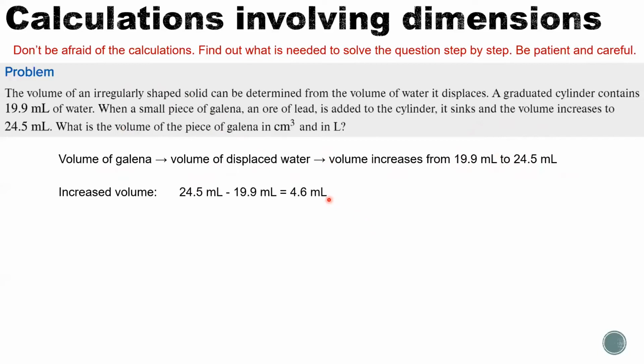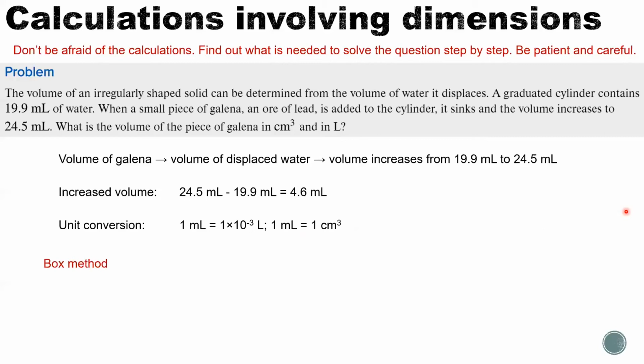Now we have the unit. Please pay attention to units in all of these calculations in dimensions. It's in the unit of milliliters. What it asks is in the unit of cubic centimeters and in liters. So we need to do the unit conversion. Unit conversion is everywhere. We need to find the conversion factor. 1 milliliter equals 10 to the minus 3 liter. Remember, milli means 10 to the minus 3. And also 1 milliliter equals 1 cubic centimeter.